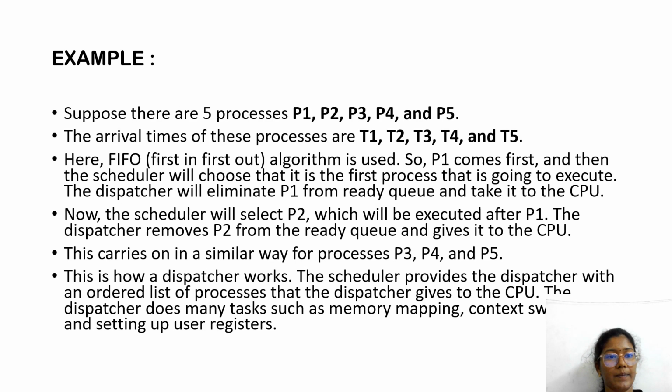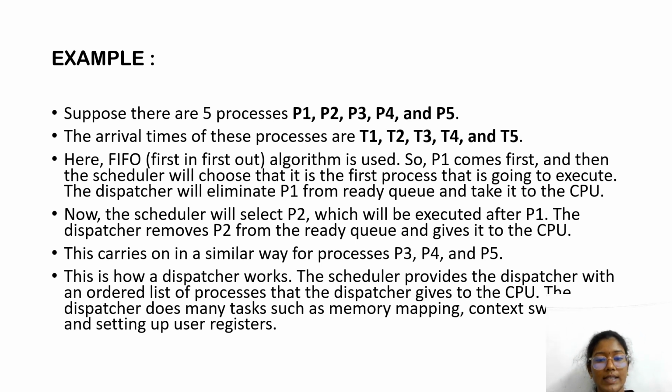And here is an example. Suppose we consider five processes, and the arrival times of these processes are T1, T2, T3, T4, T5. Here we consider that the first in first out algorithm is used. P1 comes first and the scheduler will choose it as the first process to execute. The dispatcher will remove P1 from the ready queue and take it to the CPU.